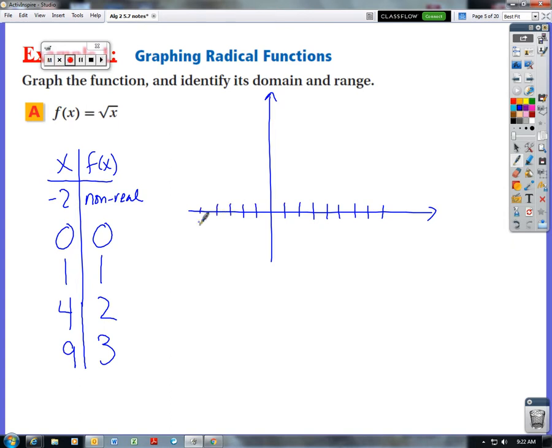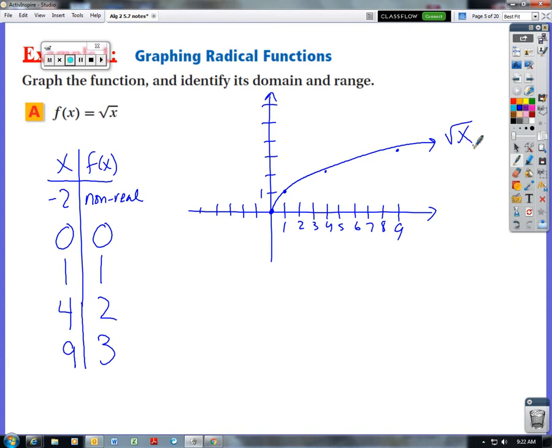Oh, and I need to go all the way out to 9, don't I? 1, 2, 3, 4, 5, 6, 7, 8, almost 9. And then I have the points (0, 0), (1, 1), (4, 2), and (9, 3). It has the same shape as a parabola flipped on its side. So that's the square root of x.